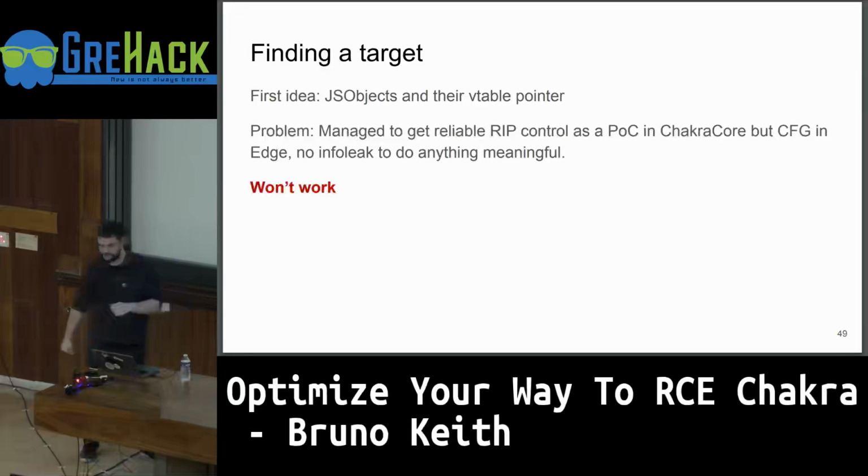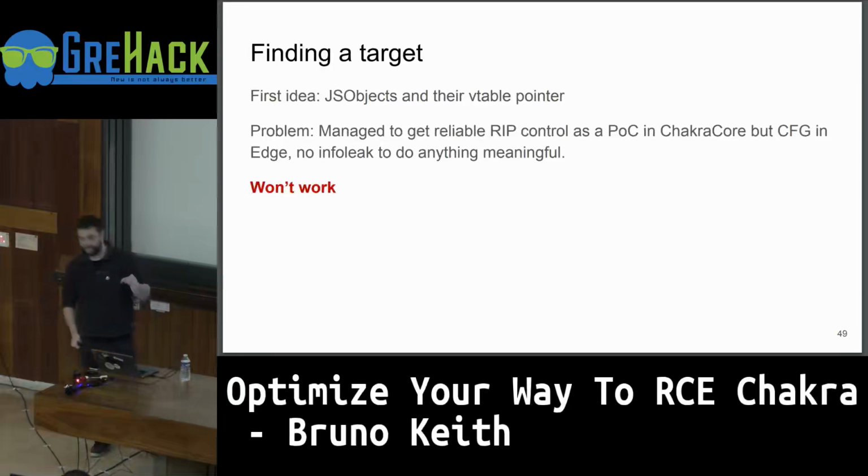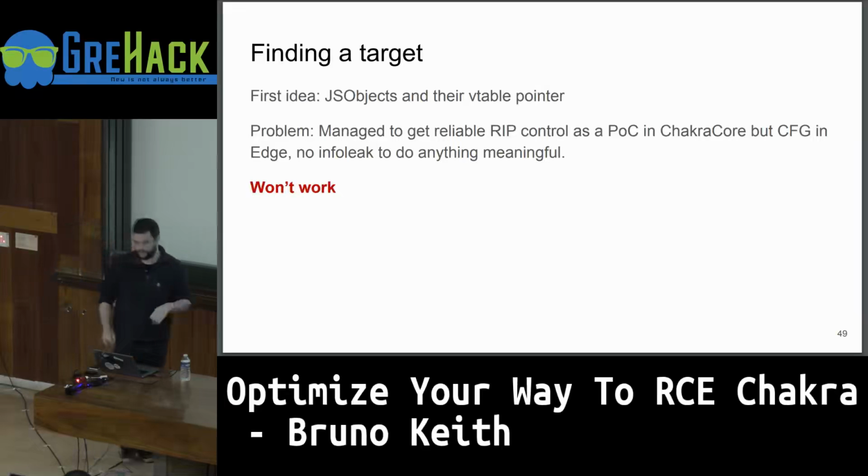So finding a target, the first idea I had was JavaScript objects. I tried to be smart, to see if I could get code execution directly. The first quad word is the vtable pointer, so if we override that, technically we can control the instruction pointer register. I managed to get that working as a POC in ChakraCore, but in Edge you have something called Control Flow Guard, which basically guards indirect calls. So without any info leak, we're not going to go anywhere. You can show that you control RIP on ChakraCore, but that's it. So it won't work. I put the idea aside really quickly.